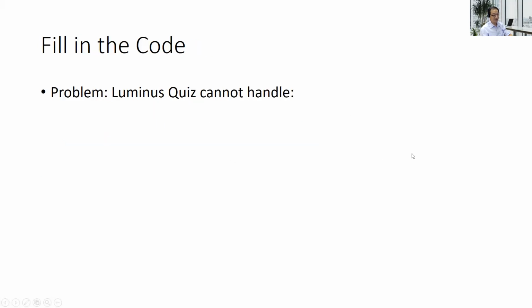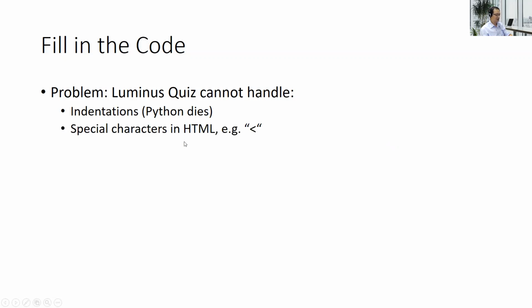However, the problem of Luminus is that Luminus cannot handle indentation. That means they don't display indentation. All the indentations are lost. For example, if you use C, it's still okay, but it's very ugly looking. Python, forget about it. The other cursed thing is they actually treat your text like HTML.